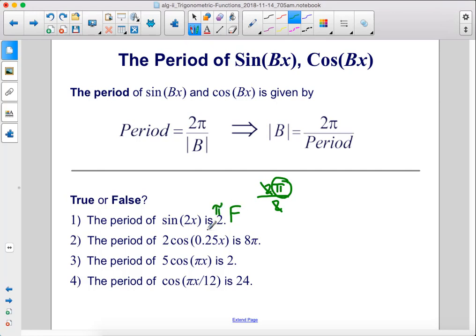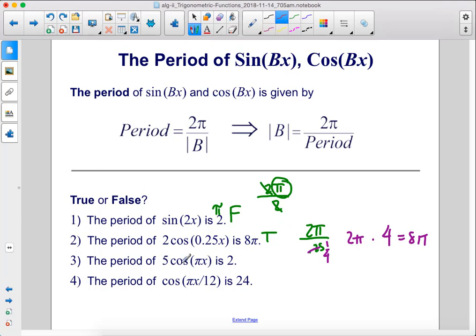So this is false. The period of 2 cosine 0.25x is 8 pi. This is true. We can ignore the a value out front. Here we have 2 pi over b, which is 0.25, so this is 1/4. Instead of 2 pi divided by 1/4, we can have 2 pi times, and then we flip the fraction, 4, so that is 8 pi. So that's why this is true.